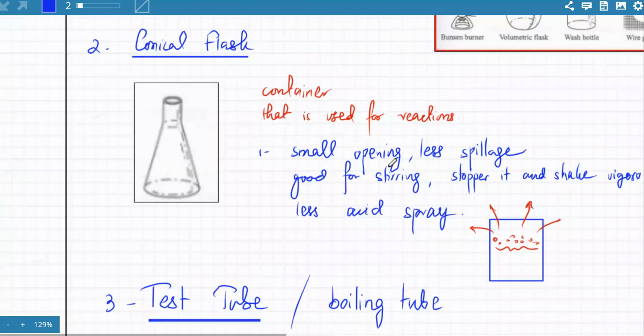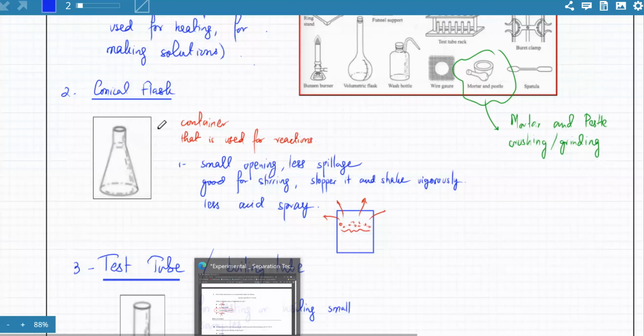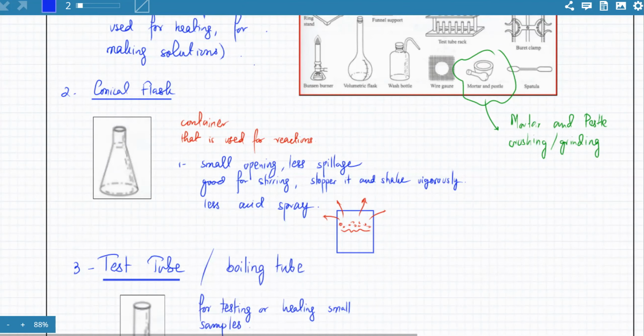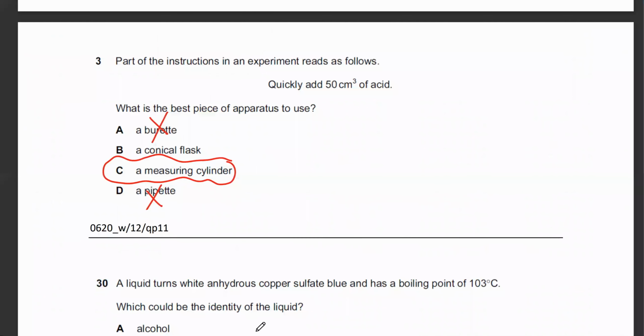I said, this is your conical flask. And I told you that it's just a container. It's not a measurement device. It's used for reactions because there's less spillage, less acid spray, you can collect gases easily because you can stopper it easily, and you can shake it vigorously by putting a thumb on top of it. So it's mostly used for reactions, but it's just a container, not used for measurements at all. I mean, it has no markings.